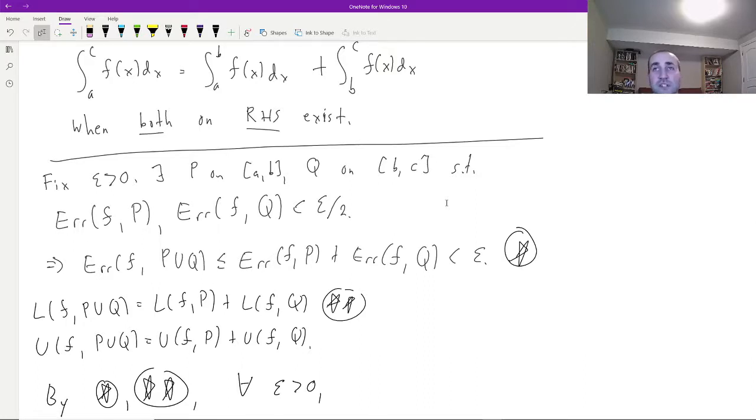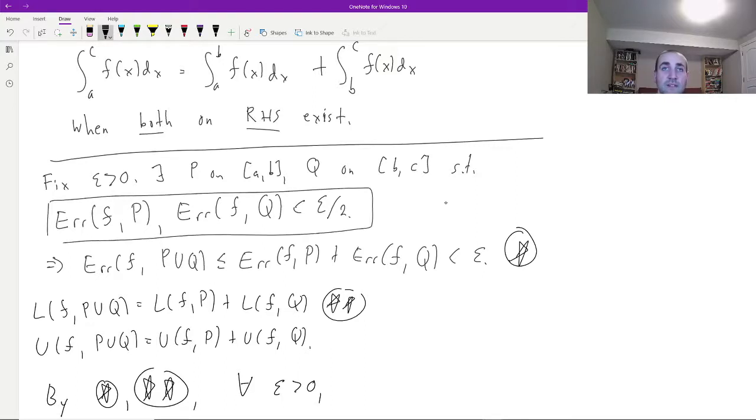Then there exist partitions P of [a,b] and Q of [b,c] so that the error term is small. These two error terms are both small. That's just from the definition of the integral plus our integrability condition. Okay, great. What does that mean? Well, the error of f on the union is just the error on the first part plus the error on the second part, and so that's less than epsilon. So that's our first bound.